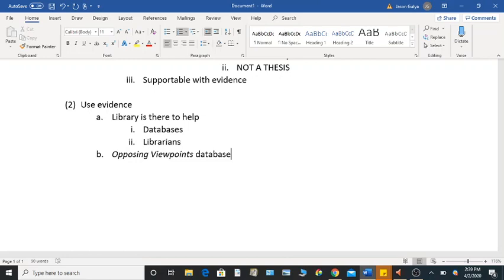So the nice thing about the Opposing Viewpoints database, or any of the library databases, is that they're automatically going to get rid of the junk, so you don't have to spend the time going through all of these different pieces of evidence and sources and picking the best ones. They've already given you good ones, so you can kind of rely on them. You know they're giving you pretty good evidence.